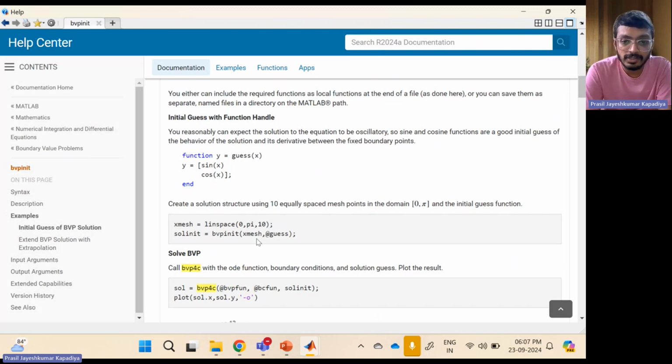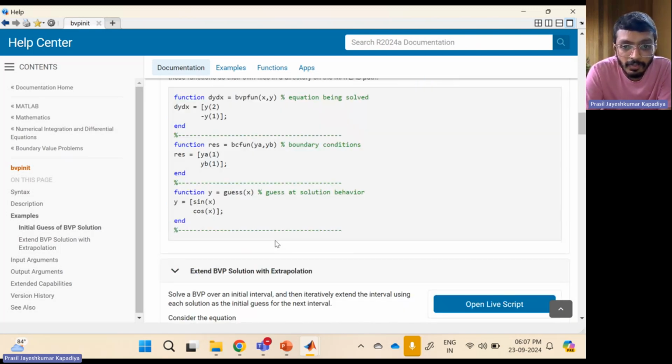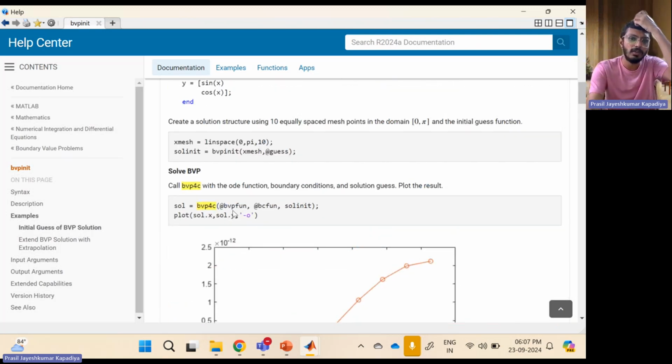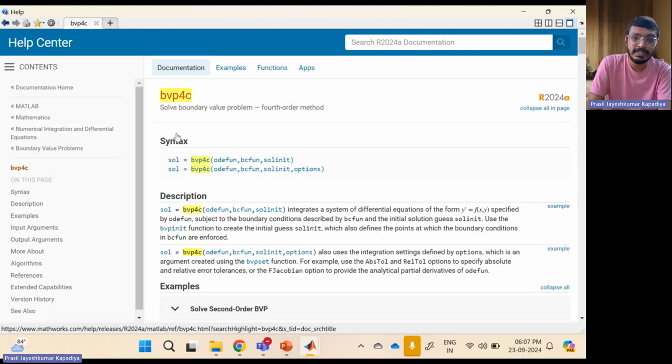And what we need is x comma initial guess. For the initial guess, here they have written one separate function, but we can avoid that. So this is how the bvp init MATLAB inbuilt tool works. Now let's check bvp4c. This is the command to solve this boundary value problem.